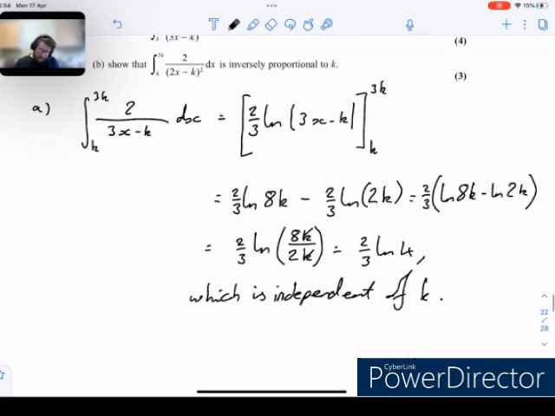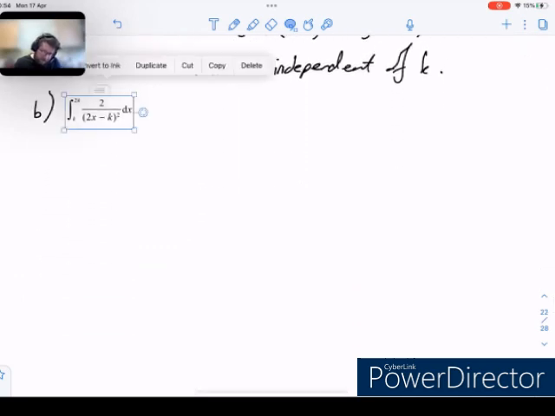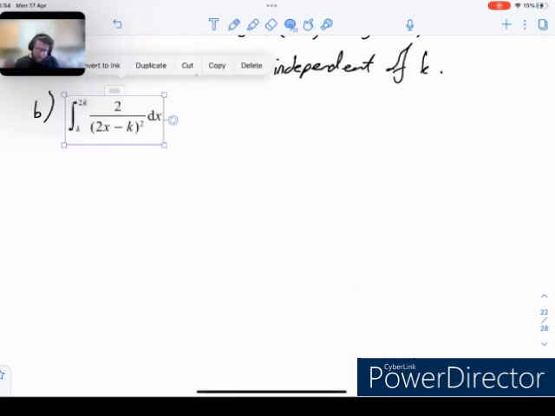Part B. Show that this integral is inversely proportional to k. So it looks really similar to the integral we've just done, except it's not, because we've got a squared on the bottom there. So this will not use logs.